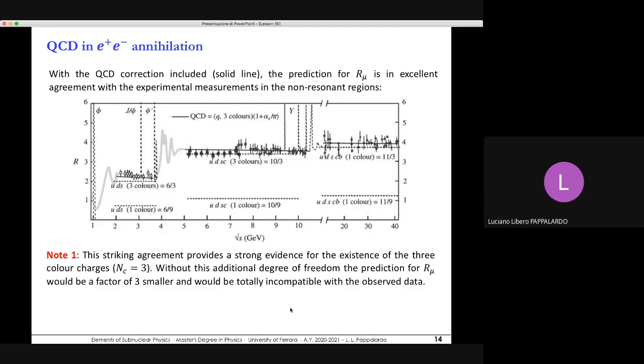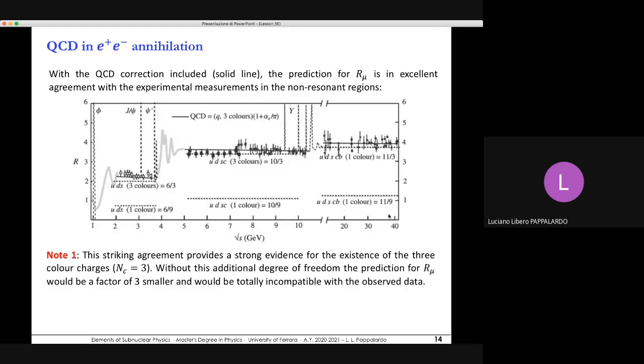And without this initial degree of freedom, the value of R would be a factor of 3 smaller, and so totally incompatible with the observed data. So this is a very important result, a very important confirmation of QCD, starting from the study of a QED process.